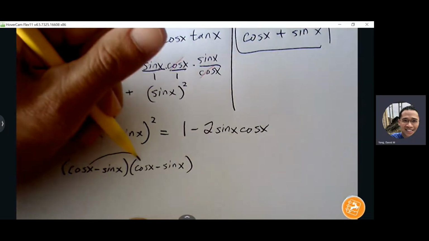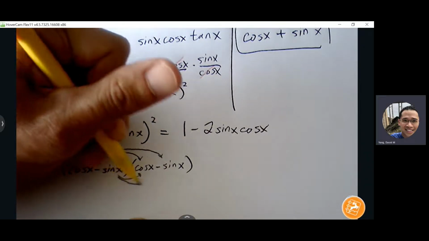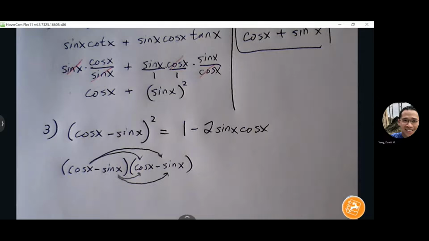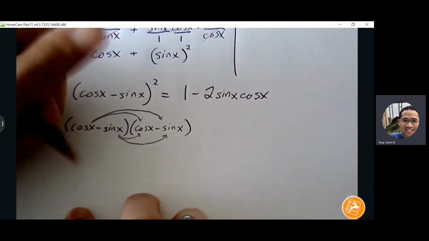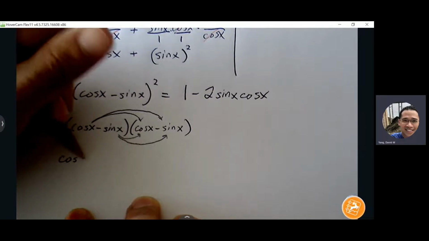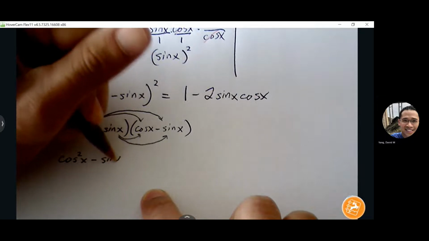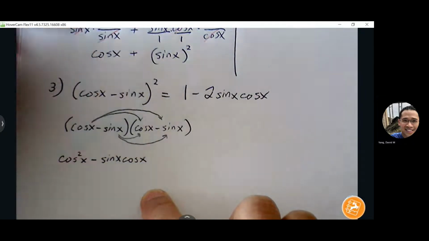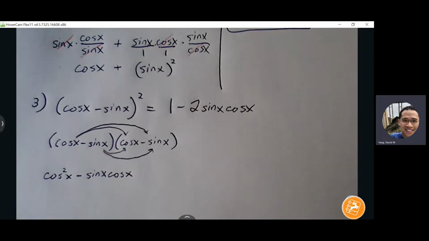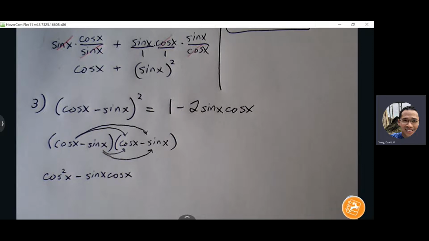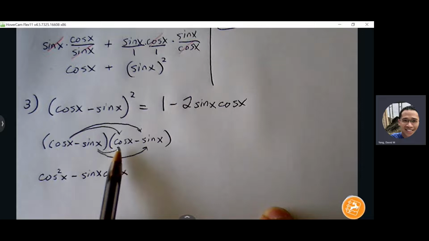So I'll distribute the cosine through. Then I'll distribute the negative sign through. Cosine times cosine becomes cosine squared x. When I put 2 terms next to each other and multiply, the order doesn't matter. You can write it as cosine sine, but I'm going to write it as sine cosine. Now distribute the sine through.